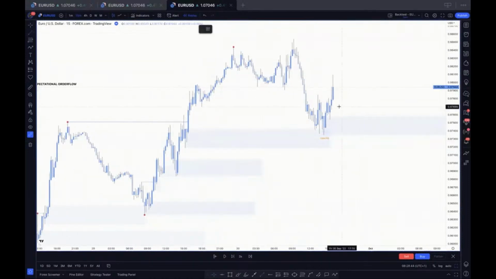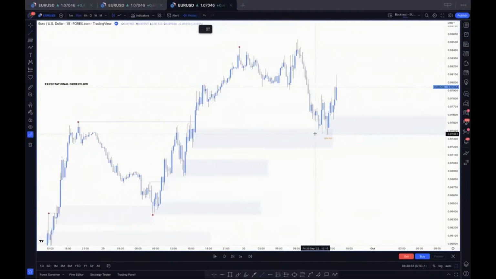So when it pulls back, we can also see we have an internal structure. Remember, all of this movement is internal, minor structures or internal movements, right? Because the major structure is this low here and this high here. So all of these are internal structures.